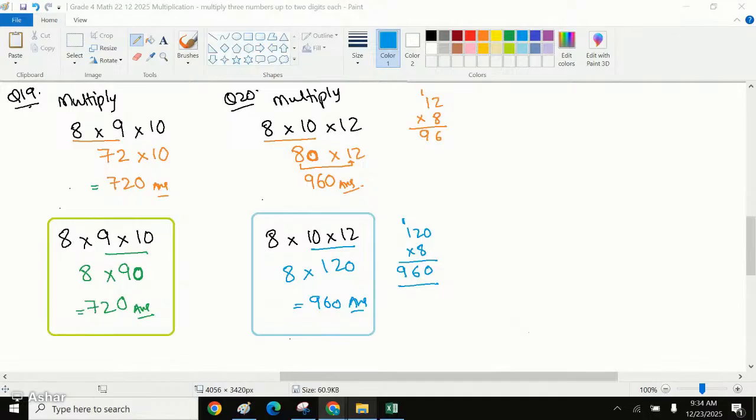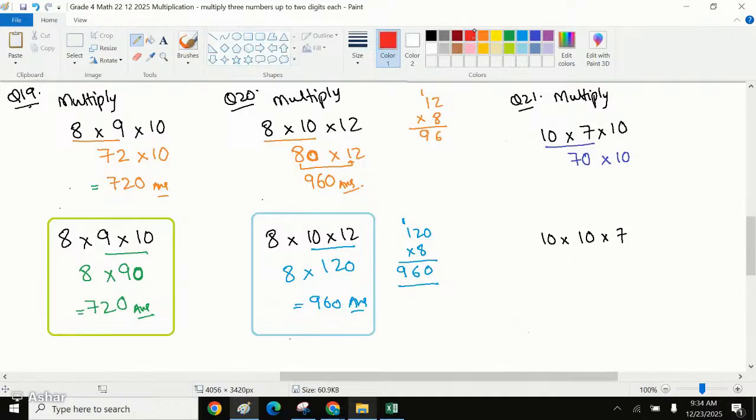Okay, now it's again an easy question. Question number 21 says, multiply 10 multiplied by 7 multiplied by 10. Or we say 10 multiplied by 10 multiplied by 7. Whichever is easier for us. 10 multiplied by 7 is 70 multiplied by 10. How many zeros can we see? We can see 2 zeros.